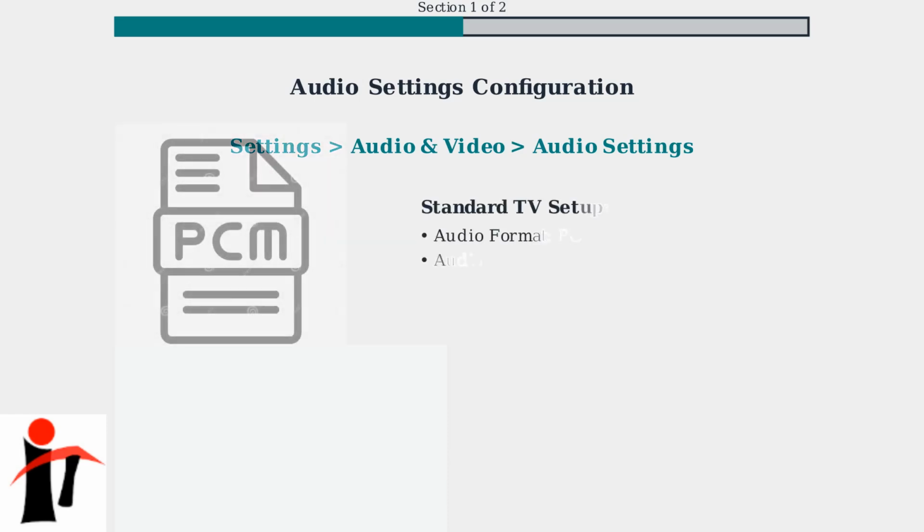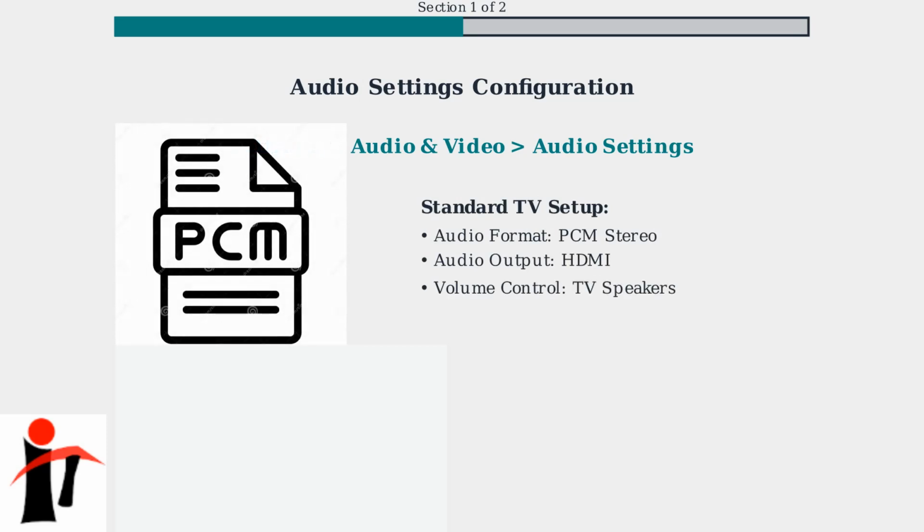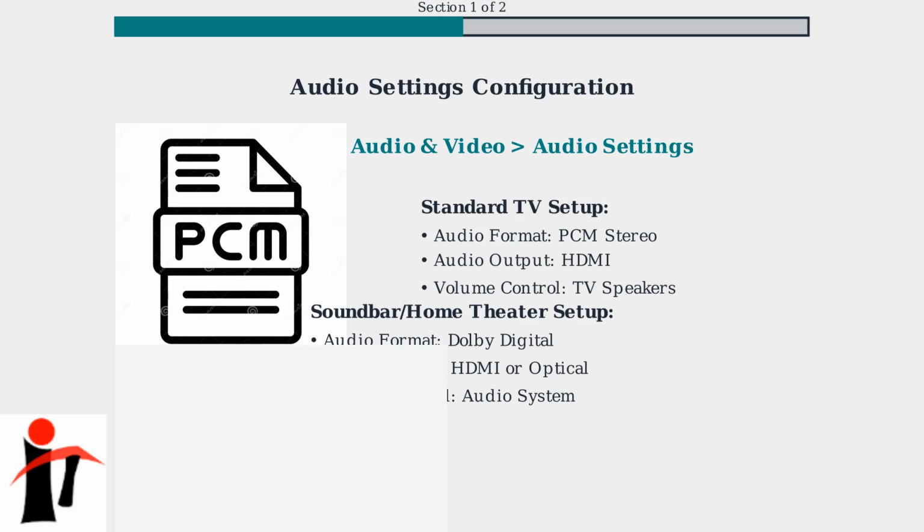For standard TV setups, PCM stereo is usually the best choice. PCM provides uncompressed digital audio that works reliably with most televisions and ensures consistent volume control. However, if you're using a soundbar or home theater system, you'll need different settings. Dolby Digital format and either HDMI or optical output will provide the best compatibility with external audio systems.